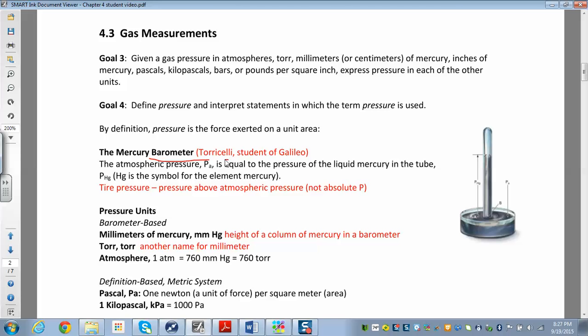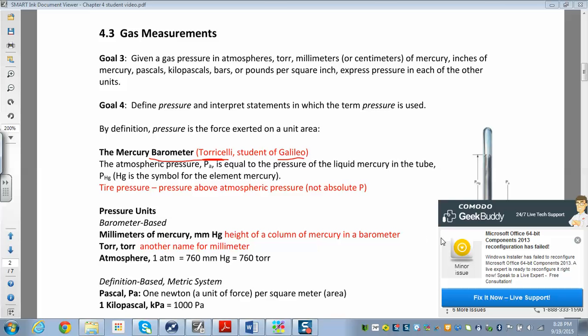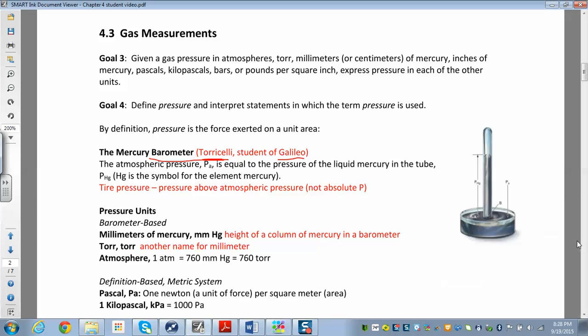You probably never heard of him, but you may have heard of Galileo. Torricelli was a student of Galileo, so he's pretty cool. Torricelli also has his own unit of pressure. Down here, this is the torr. Torr is named for Torricelli. And what he did was he made this barometer over here.